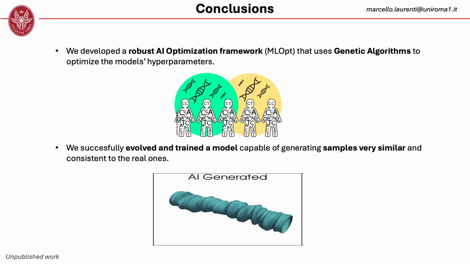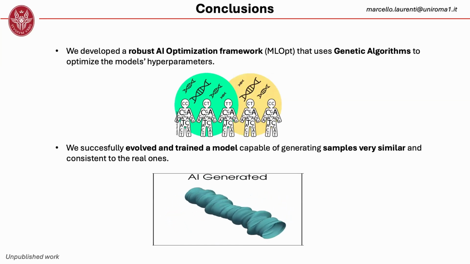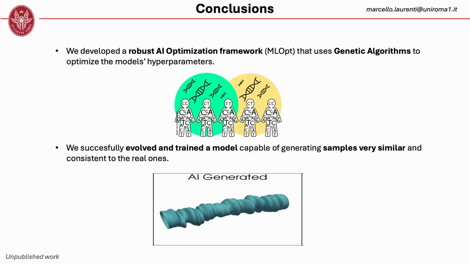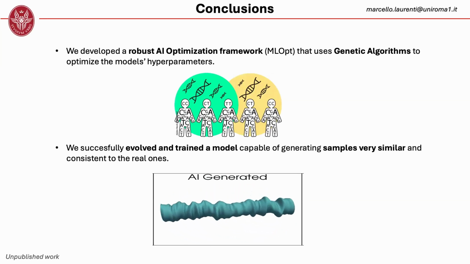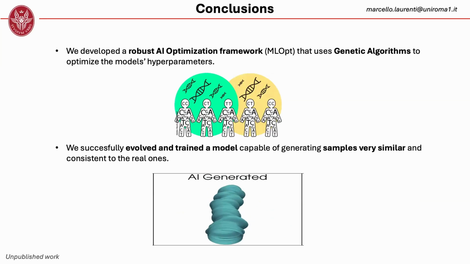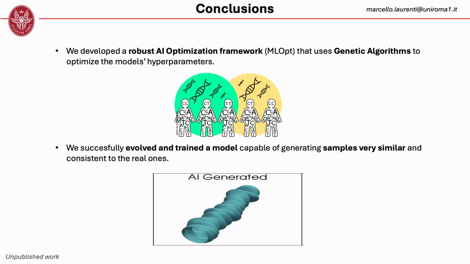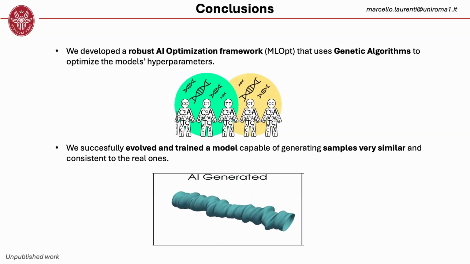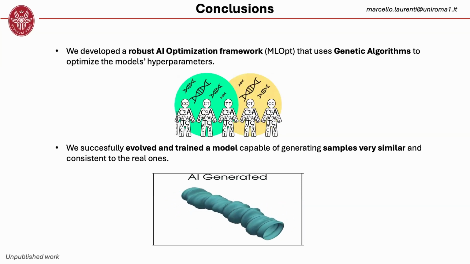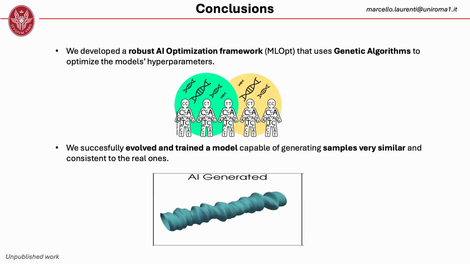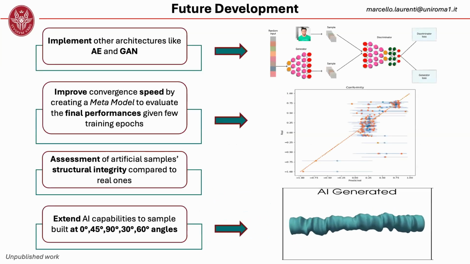So, conclusion: we have successfully developed a robust AI optimization framework. I call it robust because I've already used this kind of framework in another presentation on a regression task. So you can use it in any problem: classification, generation, regression. It is pretty robust to any kind of optimization. And because of that, we successfully evolved and trained a model capable of generating samples very similar to the real ones. So what's the next step?